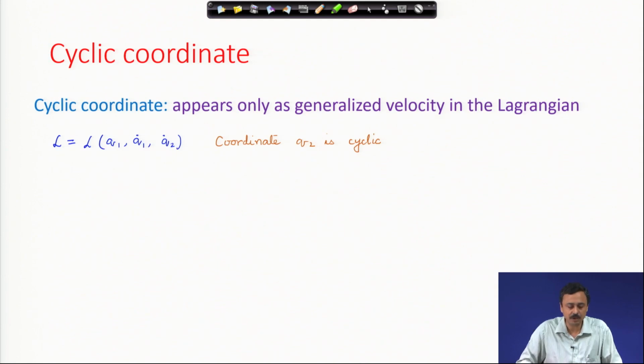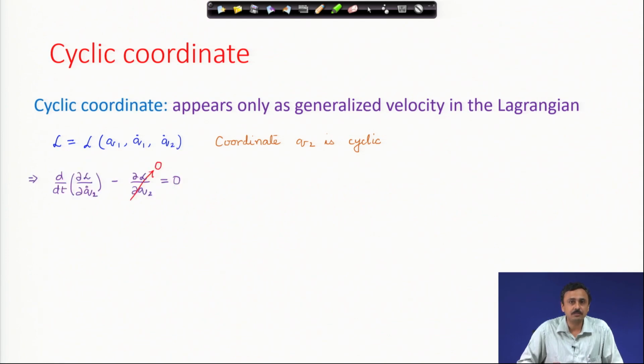For example, if you have a Lagrangian, our system has generalized coordinates q1 and q2, but the Lagrangian looks like this. It is a function of q1 dot and q2 dot. q2 is missing. Therefore, the coordinate q2 is a cyclic coordinate. In the Lagrangian expression, q2 does not appear, but its generalized velocity, q2 dot, of course appears. Therefore, q2 is a cyclic coordinate.